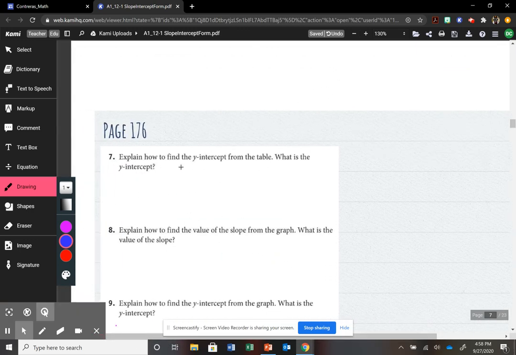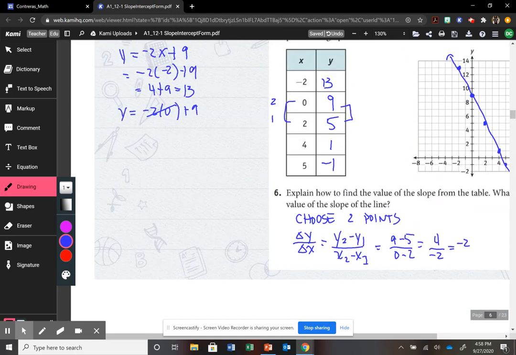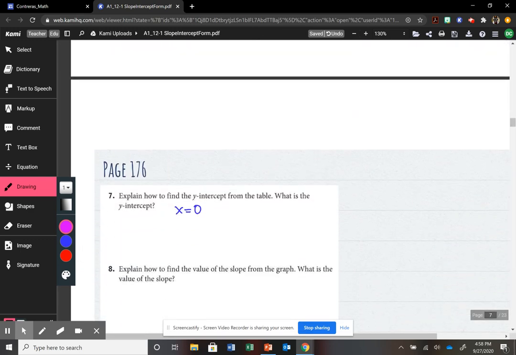Okay, next it says explain how you find the y-intercept from a table. So remember our y-intercept is when x is 0, right? So we look for that at the table. When do we have x equals 0? It's here. So it's basically when x equals 0. So we have 0, 9, and this would be our y-intercept.